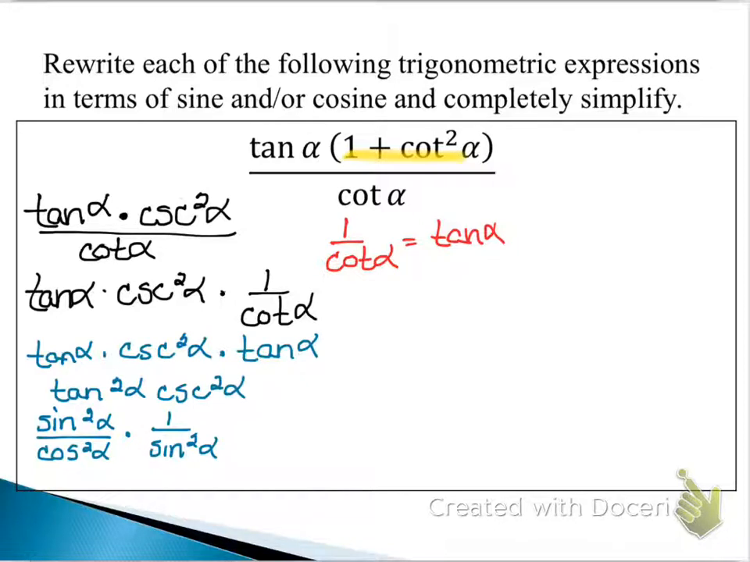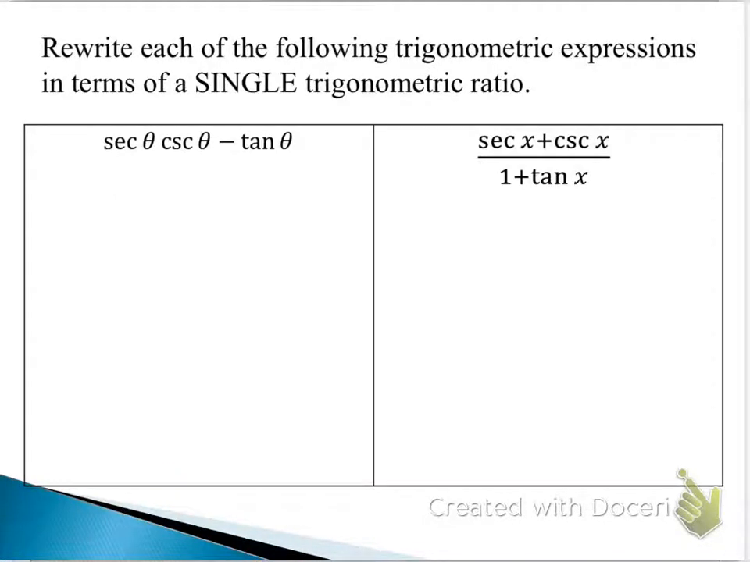Right? And so you'll see that the sine squareds cancel, and then we have 1 over cosine squared alpha. And if you leave it like this, that's okay. If you put it secant squared alpha, I'm okay with that because that's telling me that you do understand the reciprocal identities. It's going to continue to get hairy.